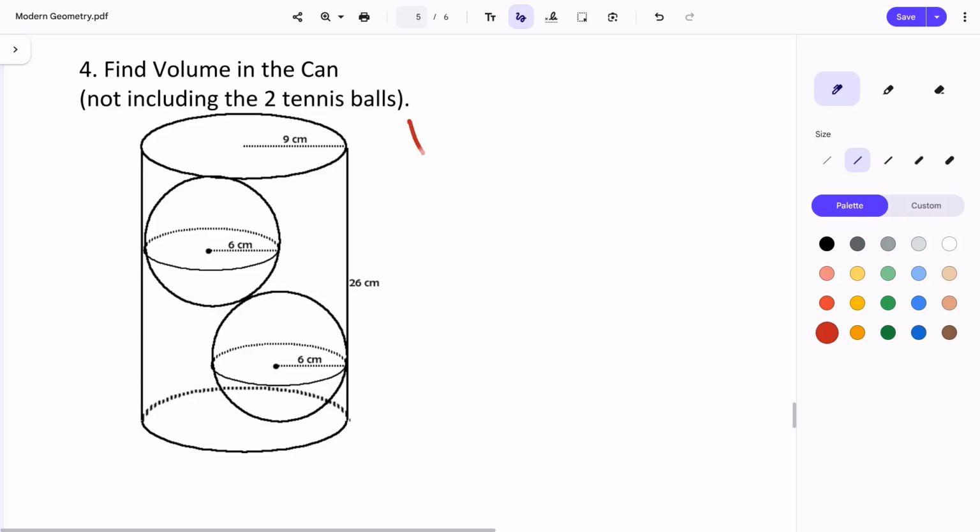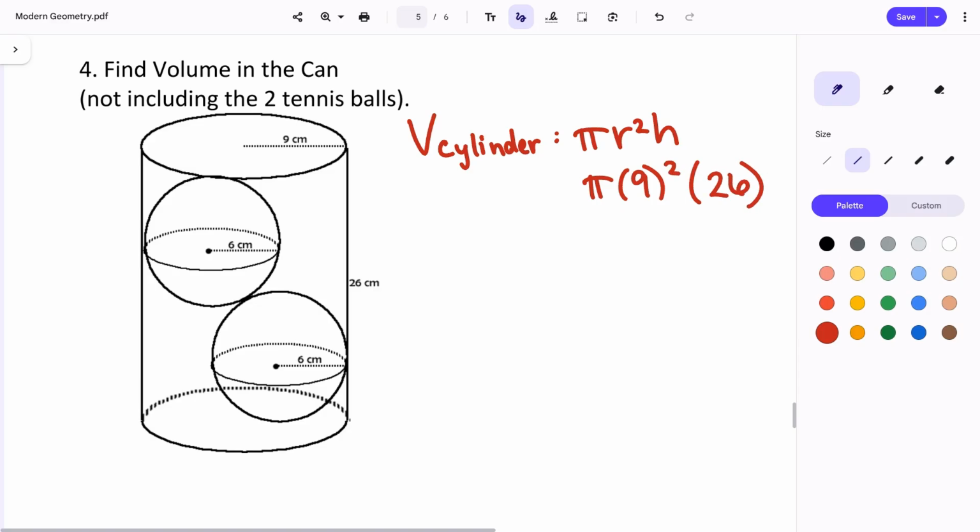A cylinder. So I'm going to do the volume of my cylinder first. Okay, we just talked about this formula before. It was pi radius squared times the height. What's the radius of my cylinder? 9. And what's the height of the cylinder? 26. Okay, so what does this come out to be? Okay, so that would just be for the full can if it was empty. Okay, but it's not empty. We've got these 2 tennis balls in there.